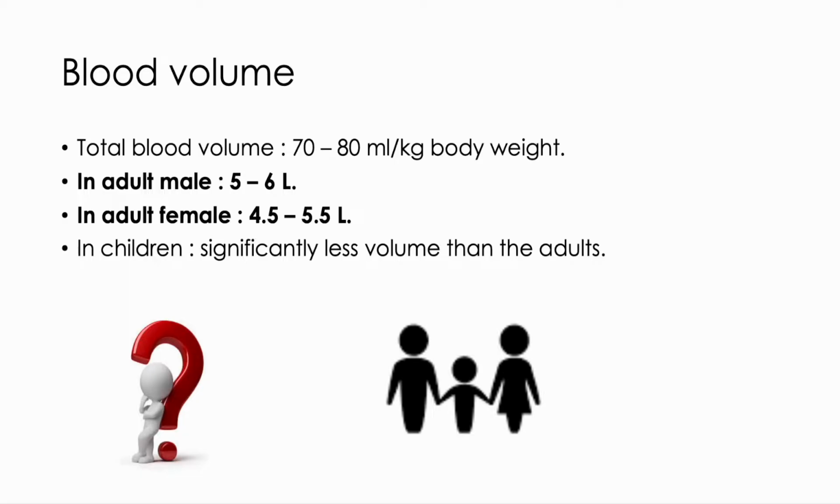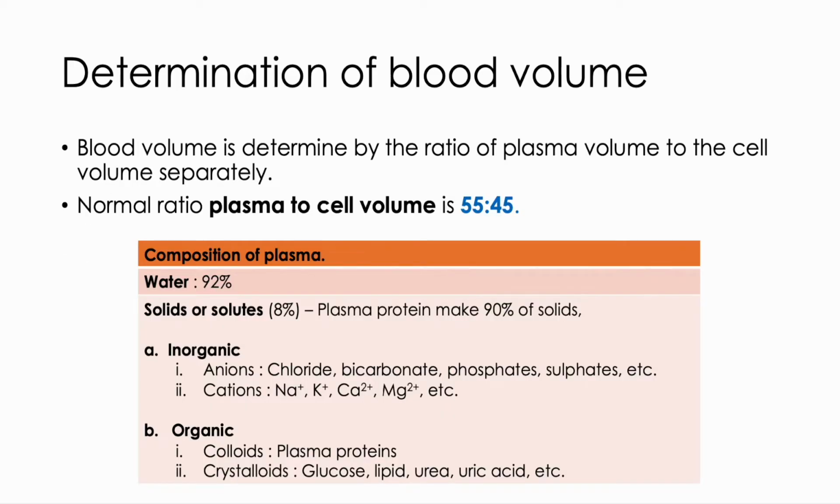Basically, in adults, male or female, our blood is about 5 to 6 liters. Males would have a larger blood volume compared to females, due to body size. Of course, children will have significantly less compared to adults. So how do we determine the blood volume?